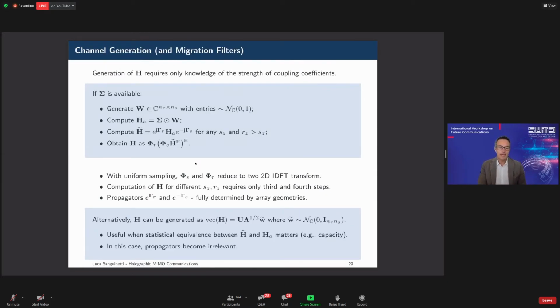Okay, let me tell you a few words about the generation of the channel by using this model. It's very simple.